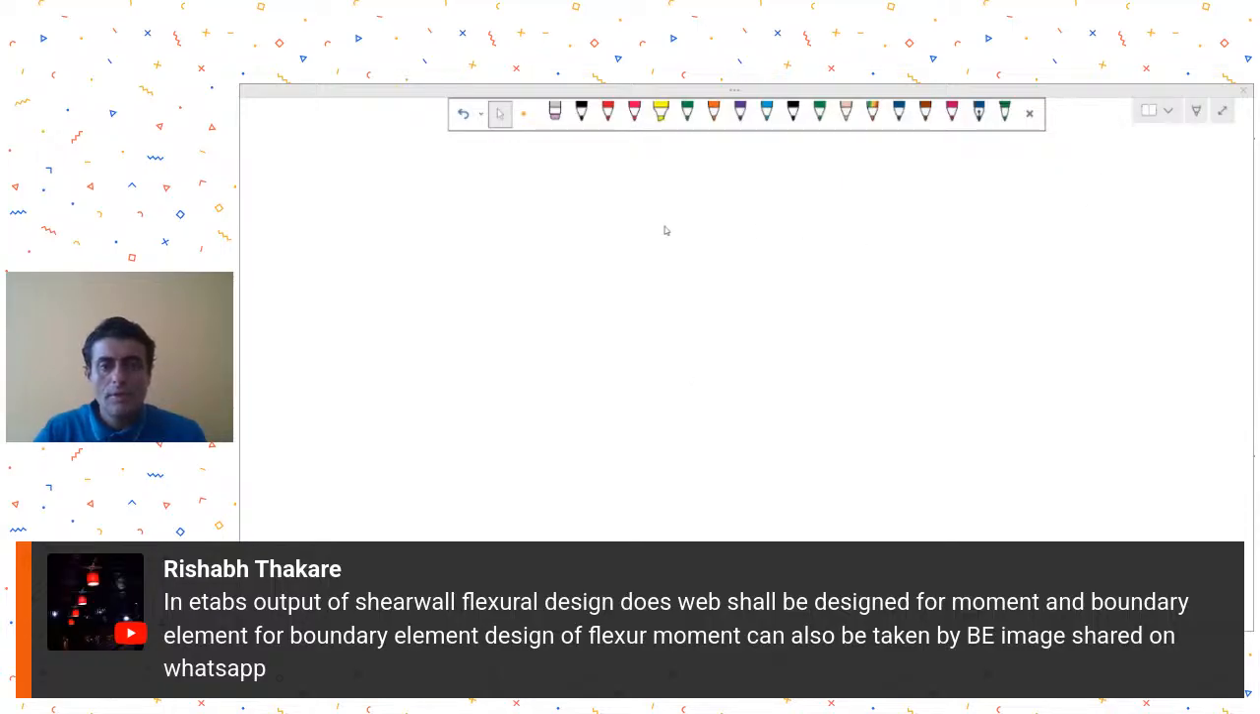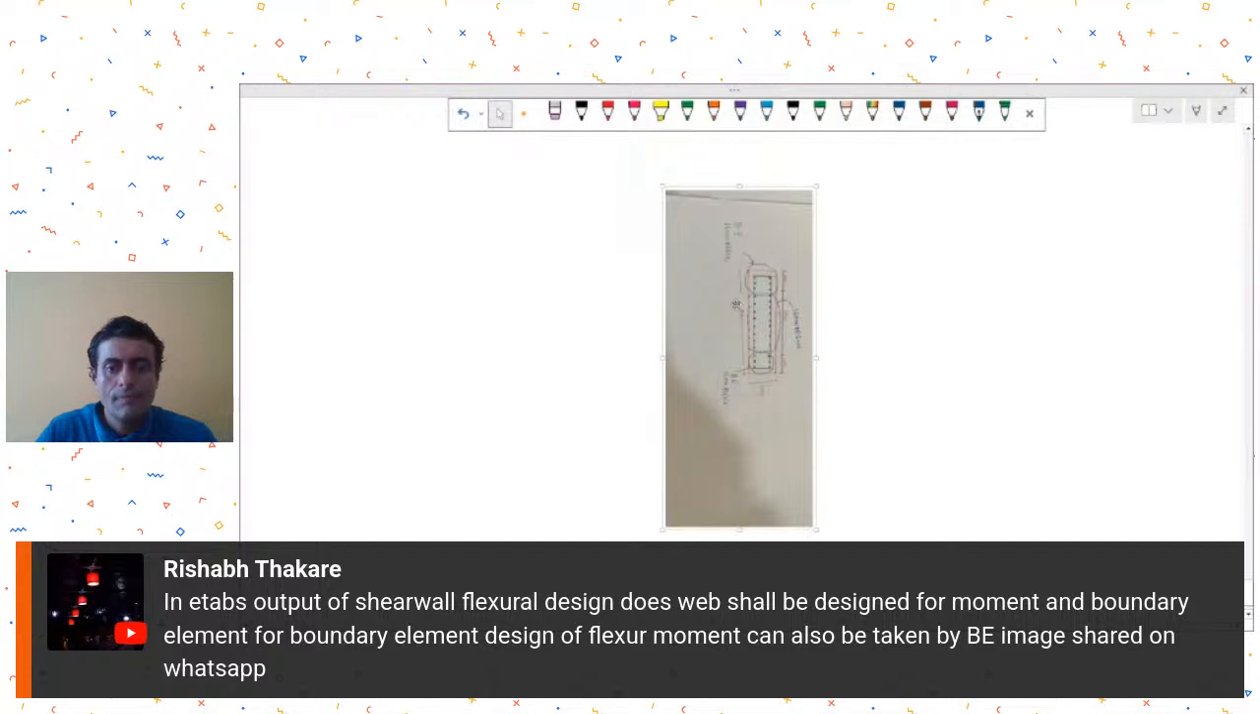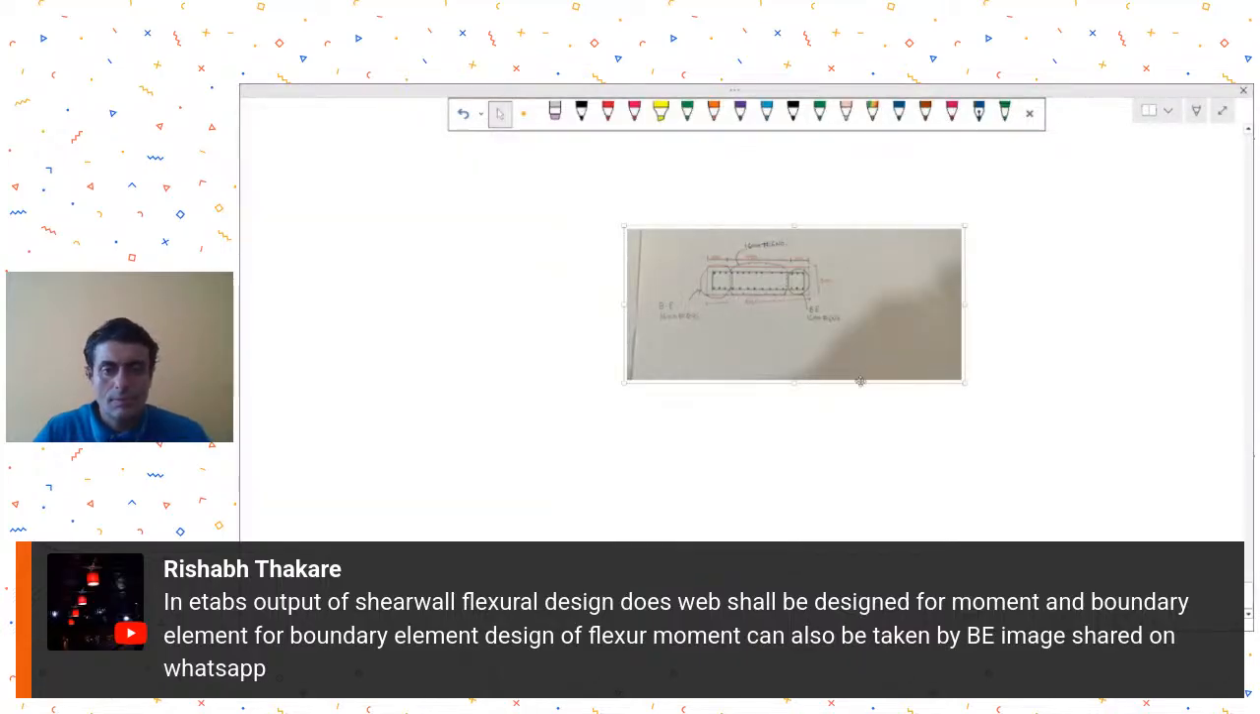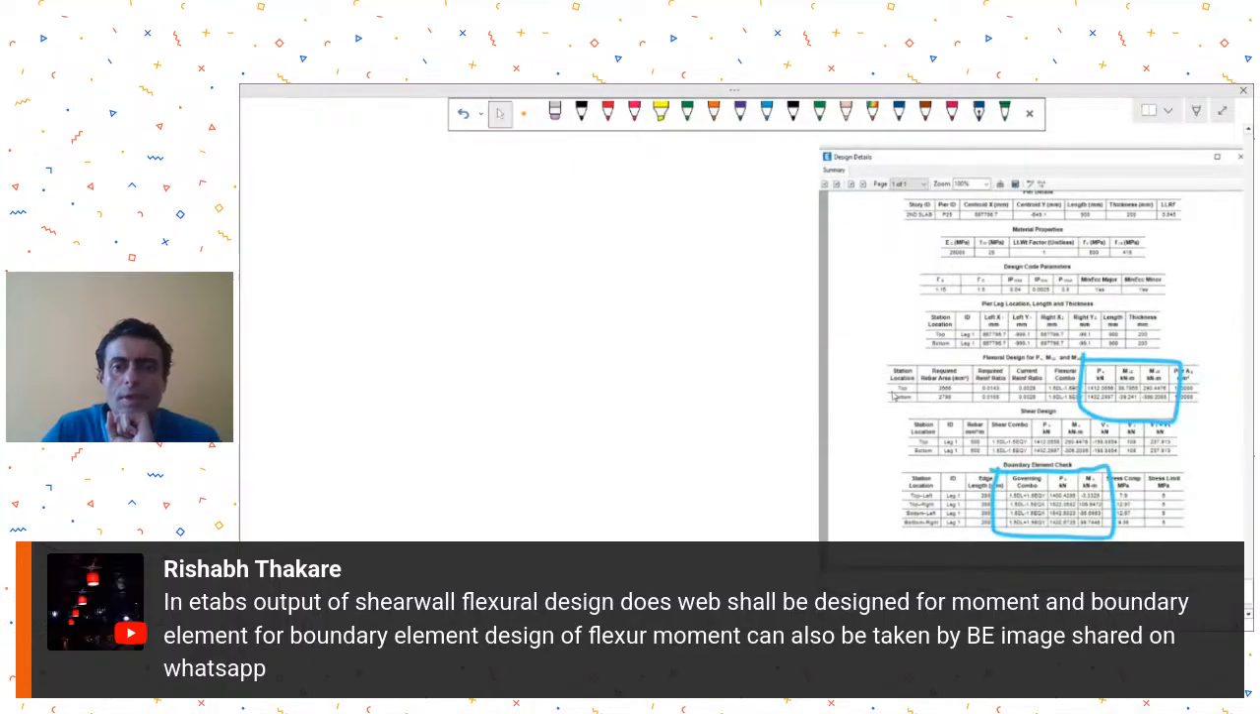So he had shared this image. Am I able to rotate it? Rotate left. Right. And then he has shared one more image today. What is that image? Oh, okay. He has shared this image.